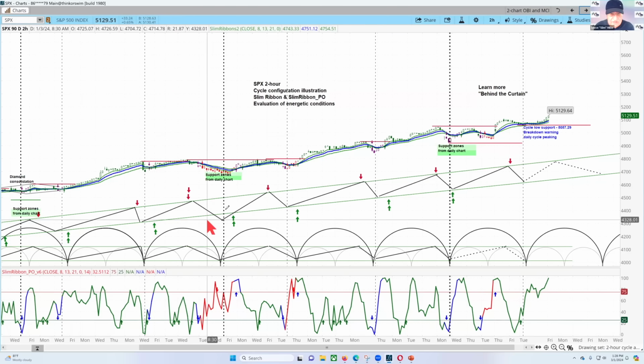So you could see still very positive translations that we have in here on these cycles, the bottom coming way up over here. And here you could see the slim ribbon PO on the bottom. See the signal right over here? It said to you, resumption of the upside momentum is likely, and that's exactly the spot that it came over here. So that is the look at the 2-hour chart.